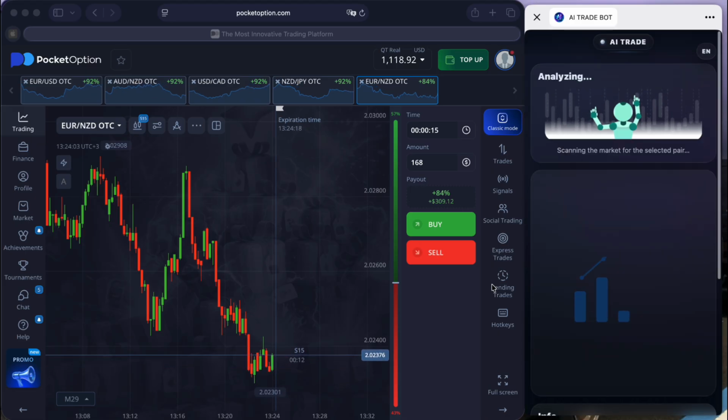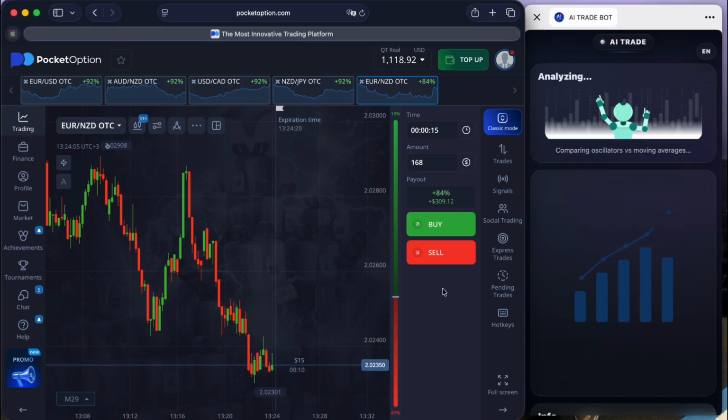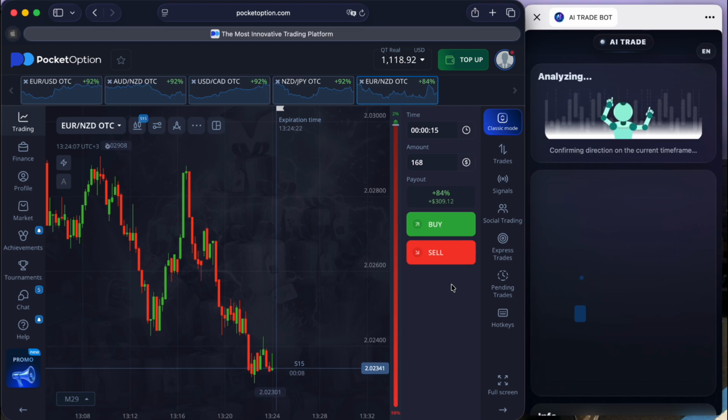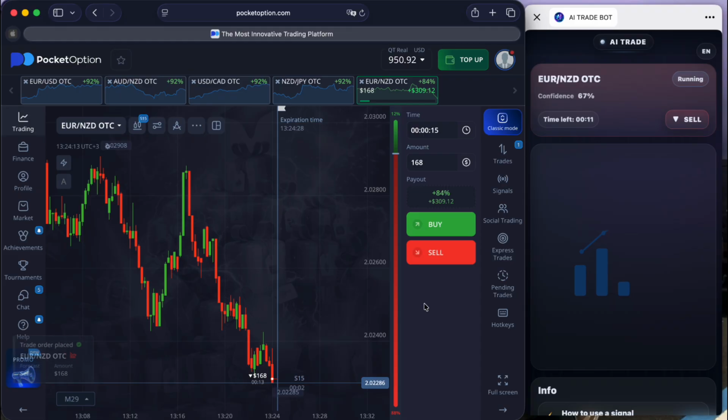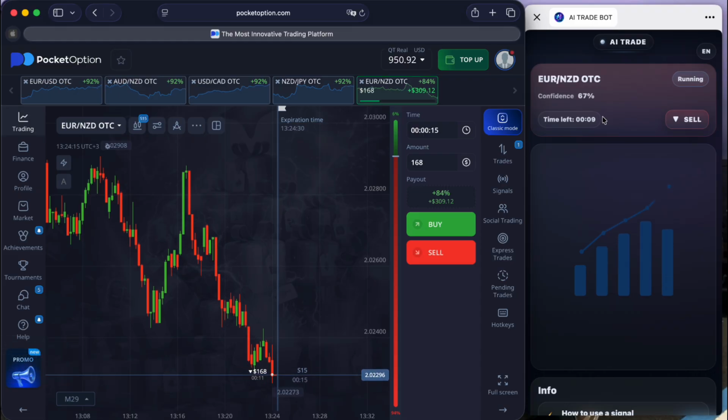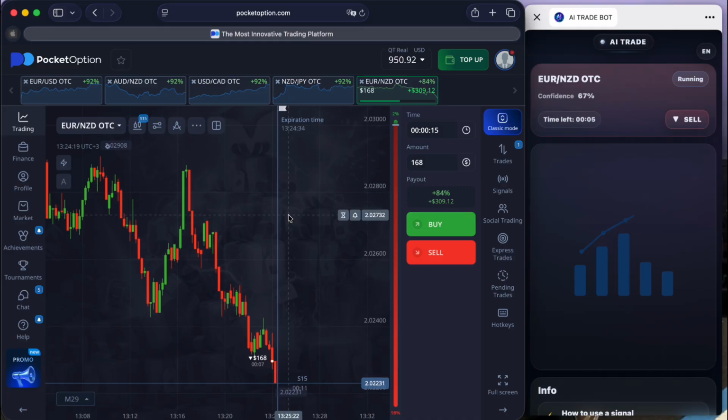I click on the new signal generation and wait for the technical analysis of this bot. We are waiting for a few seconds. The bot reads all the activity on this asset for a given period of time, after which it gives us a buy or sell signal. There is a sell signal with 67% confidence.